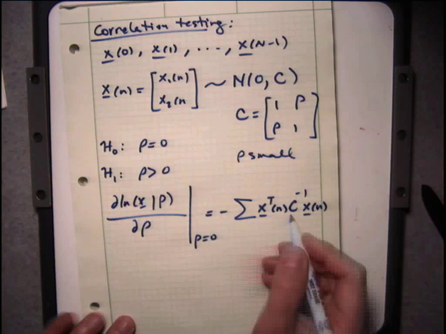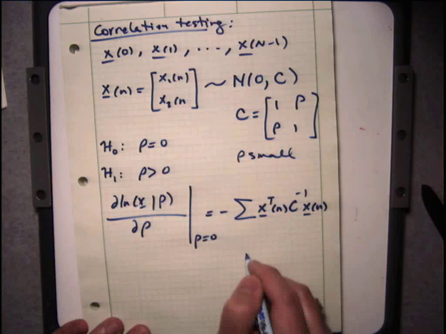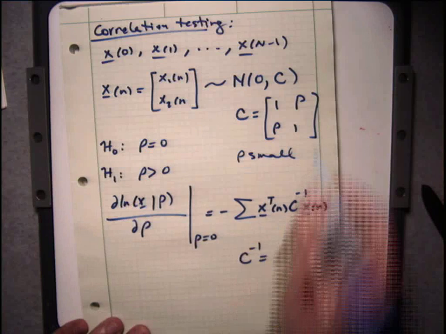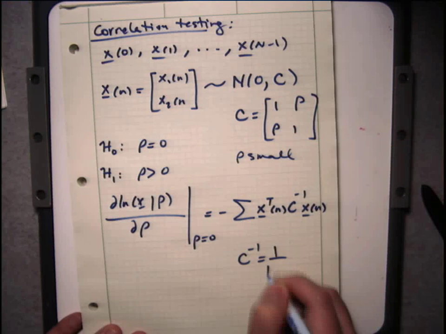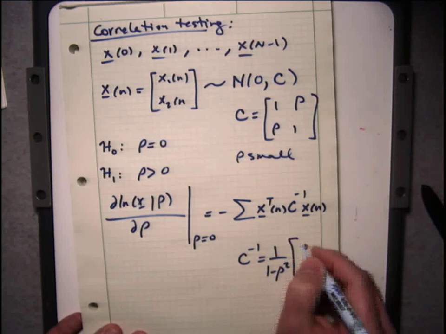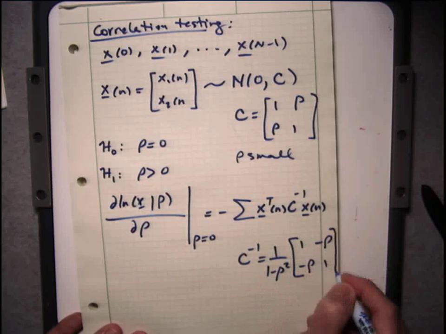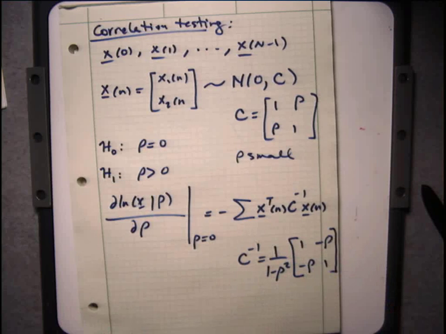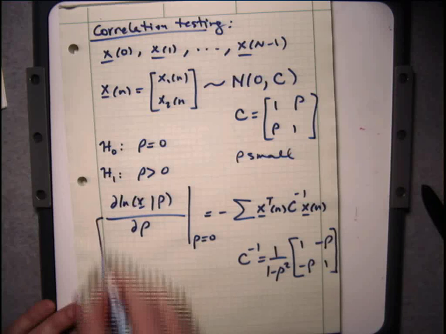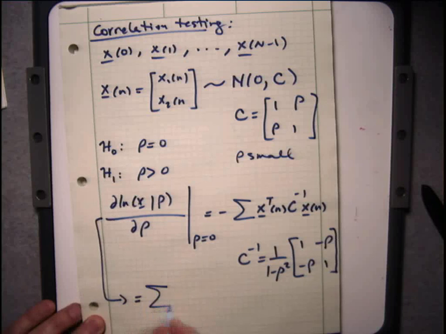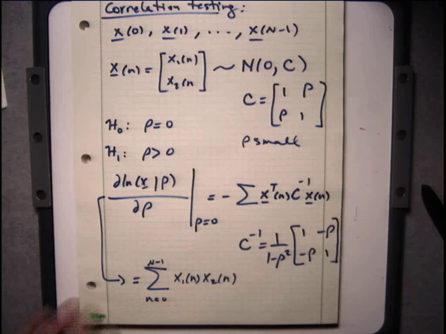And if you remember from some time ago, we had that these types of covariance matrices are easily inverted. You just write them like this: 1 minus rho, 1. Okay. All right. So now, if I take this C inverse and I plug it into here, what am I going to get? So this turns out to be equal to the sum from n equals 0 to n minus 1, x1 of n times x2 of n. Okay?